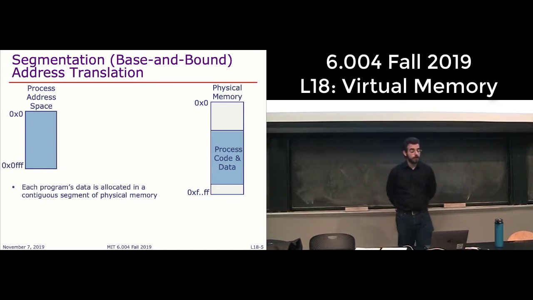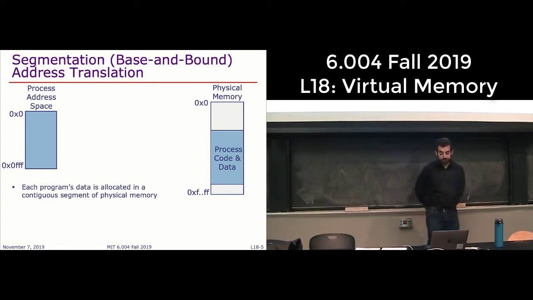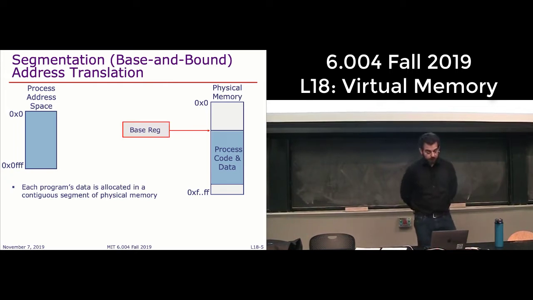But in physical memory, that address 0 does not map to physical address 0. Instead, what we're going to do is allocate a contiguous segment, right, just a contiguous chunk of physical memory to store the whole address space. So in this case, this is 4 kilobytes of address space. We're going to allocate 4 kilobytes somewhere in physical memory to hold all the data of this process, both the code and the data. Then what we'll do is we'll have a base register that points to the first address of this segment, to the starting address of this segment.